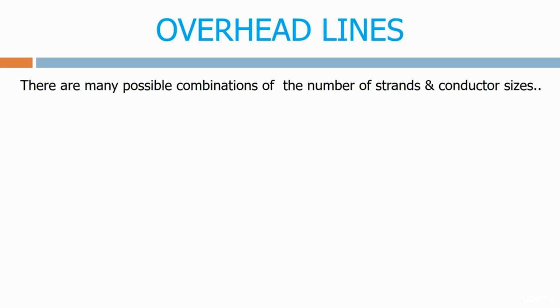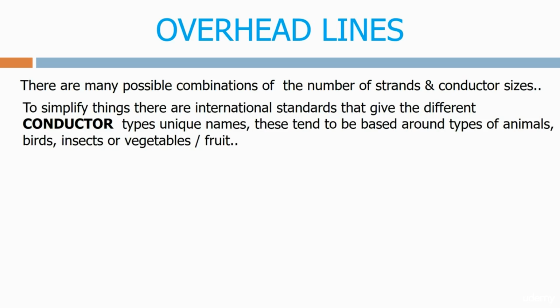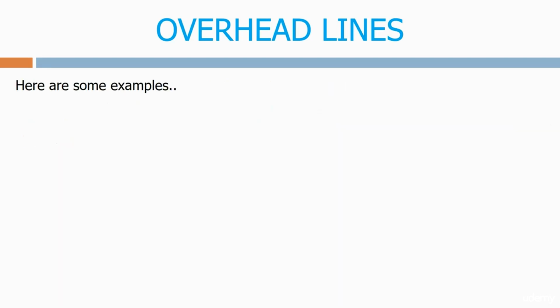There are many possible combinations of the number of strands and conductor sizes. To simplify things, there are international standards that give the different conductor types unique names. These tend to be based around types of animals, birds, insects, or vegetables or fruit. Here are some examples.